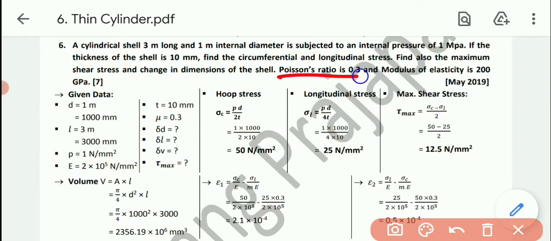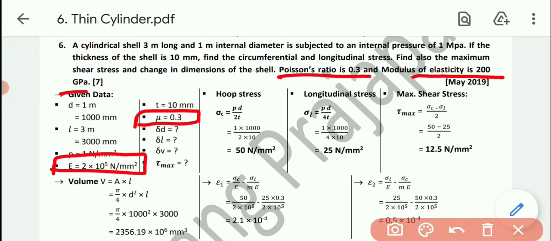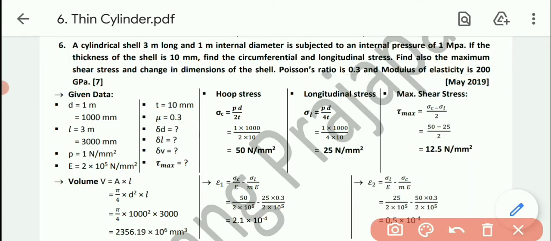Okay, Poisson's ratio is 0.3, that's the value of mu, and modulus of elasticity is 200 GPa, which means 2 into 10 raised to 5 Newton per mm square, as we discussed earlier. Now let's start with the first one, the longitudinal and circumferential stresses. Let's start with the circumferential, or hoop stress.